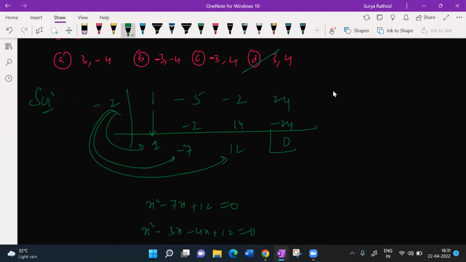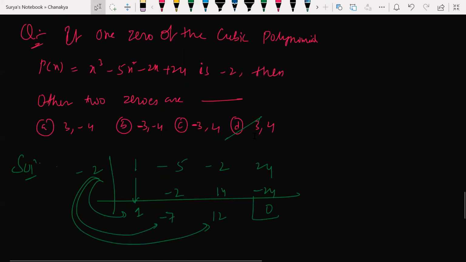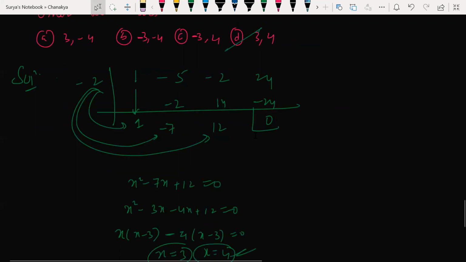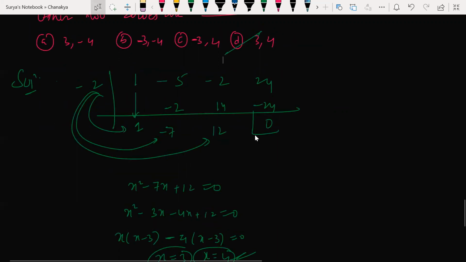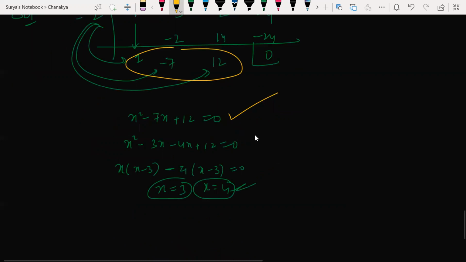Very good. Clear? Is it clear, people? Yes, sir. Understood. Now you need not think much. Look at the synthetic method. You know that the cubic polynomial reduces to a quadratic polynomial now. Very simple actually. Just simplify this, factorize that, you will get the answer.